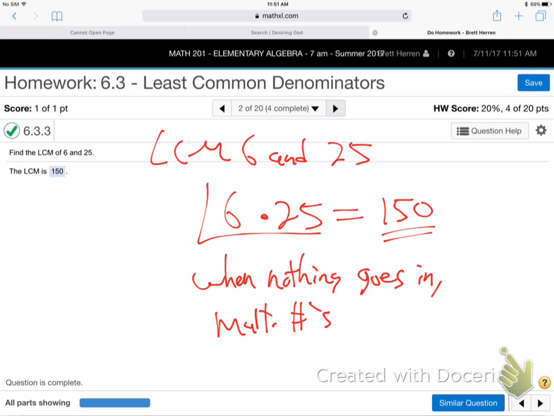Sometimes I've noticed over the years, students think they can always find the common denominator that way. Just multiply them together. No, that won't always give you the least common denominator. That'll always give you a common denominator, but not necessarily the lowest. So you can only do that when nothing else goes in. Okay, let's keep going.